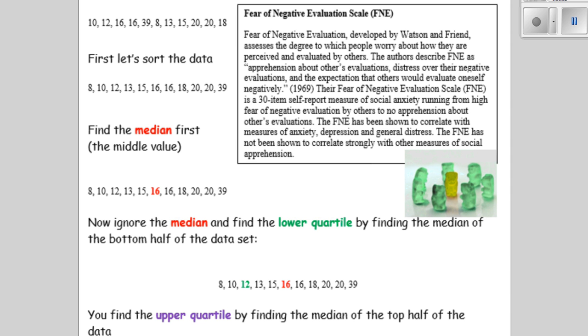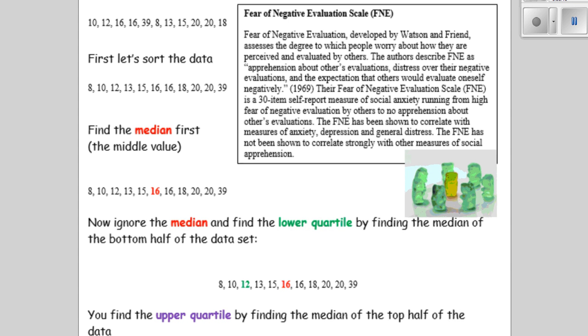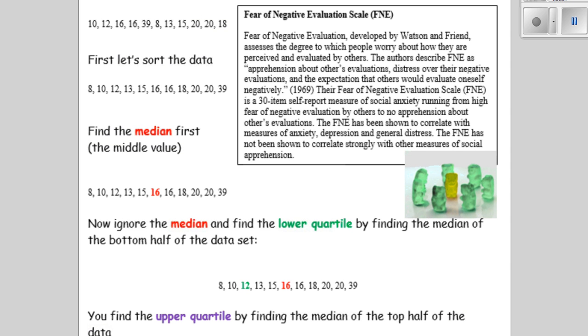If it's a 30-item self-report, why is there 39? I don't know. Maybe there's a certain amount of points per item, like there's more than 1 point you get per item or something. I think they said it goes from high fear of negative evaluation, so I'm assuming these people have high fear, and these people are more like this one, to no apprehension or low apprehension.